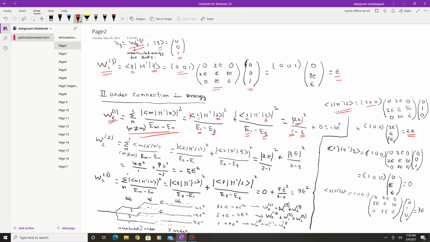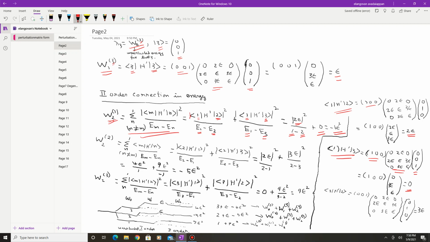Plus, once we evaluate there are two terms. In the first term, if you evaluate, you will get this expression, and you evaluate the second term, bra 1 H prime ket 3. This is bra 1, this is H prime, and this is the column vector for state 3. Once you multiply, you will get 0. Since it is 0, the second term is 0. So once we add, you will get minus 4 epsilon square. Minus 4 epsilon square is the second order correction energy for state 1.